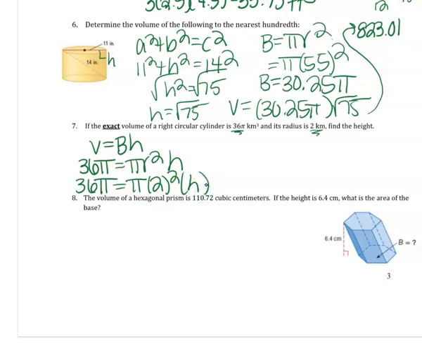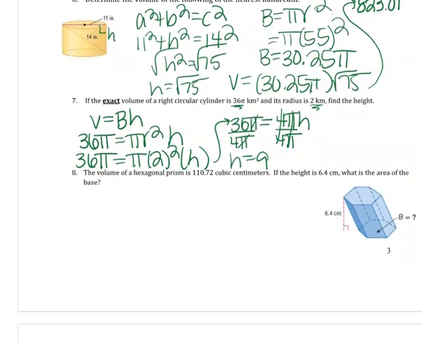Okay, so ultimately what I need to do is take 36 pi and set him equal to 4 pi h. So in order to solve for h, I would have to divide both sides by 4 pi. Pi's would cancel. 36 divided by 4 is 9, and that is the height. All right, next problem.